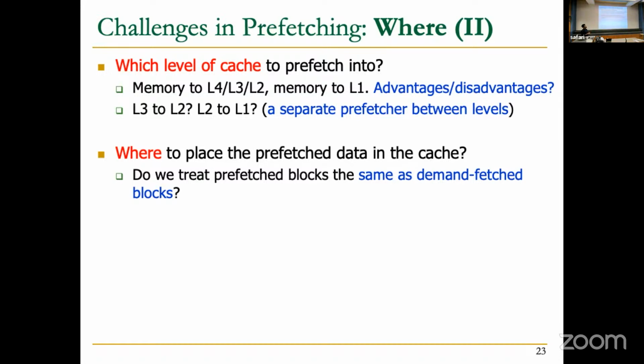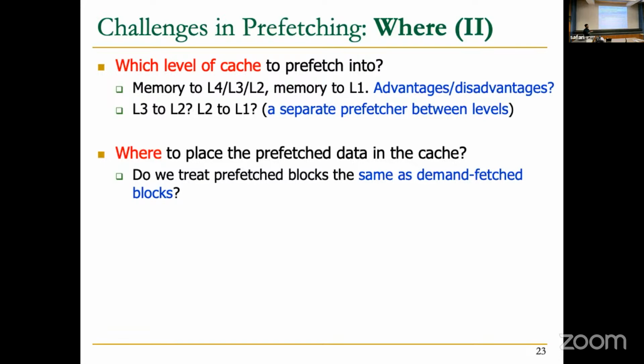That actually has its own advantage and disadvantage. For example, if you place it in L1, you might think, okay, I'm prefetching something from memory all the way up to the L1 cache. The advantage is that it's the fastest cache out there. So if you put it in time, when the processor demands the data, it's going to see it in the fastest cache out there, right? So the latency is the lowest possible.